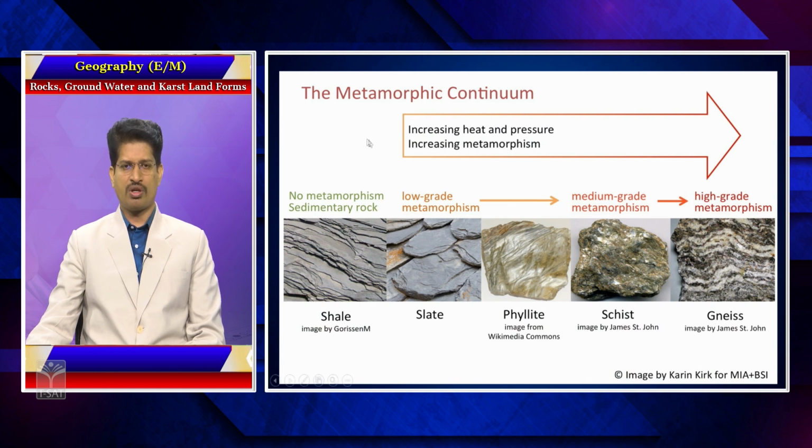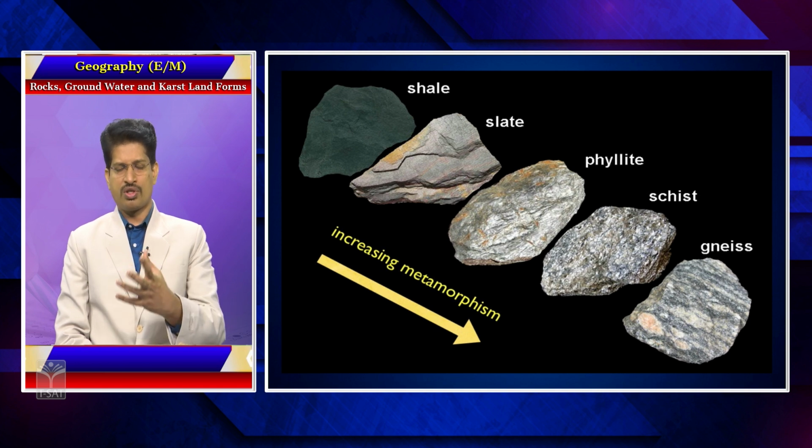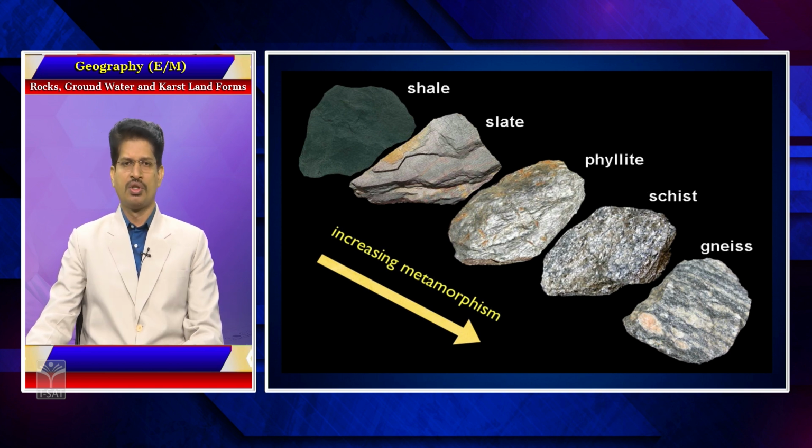So, in the case of the metamorphic process, what happens is, with the increase in depth, as I have already mentioned to you, there is an increase in the temperature and an increase in the pressure. Because of these two factors, the nature of the rock varies in terms of strength and nature, because of which one rock will be converted into a different type of rock. So, a shale is converted into slate, slate into phyllite, phyllite into schist, schist into gneiss. So, this is the sequence of formation of rocks.